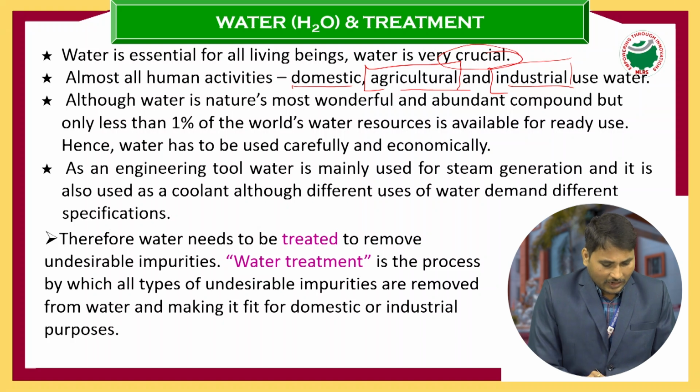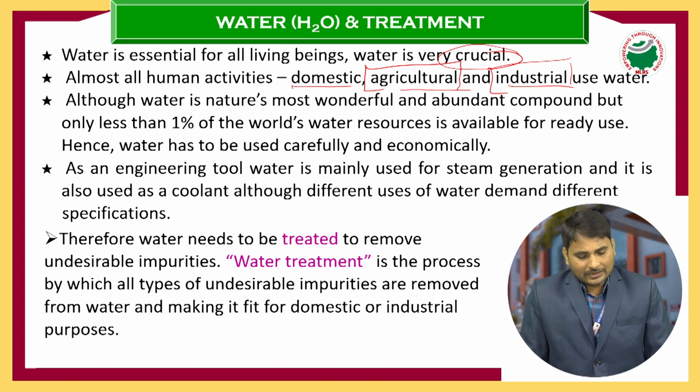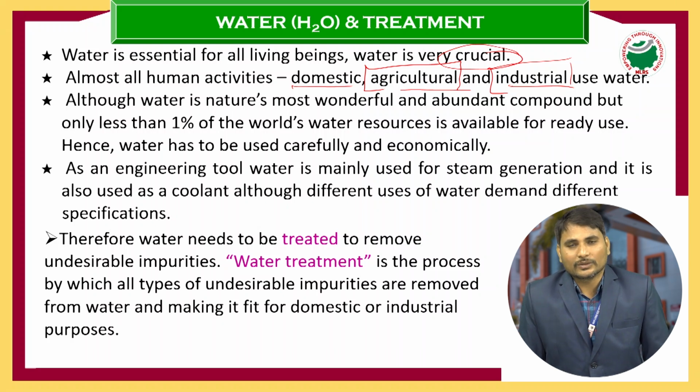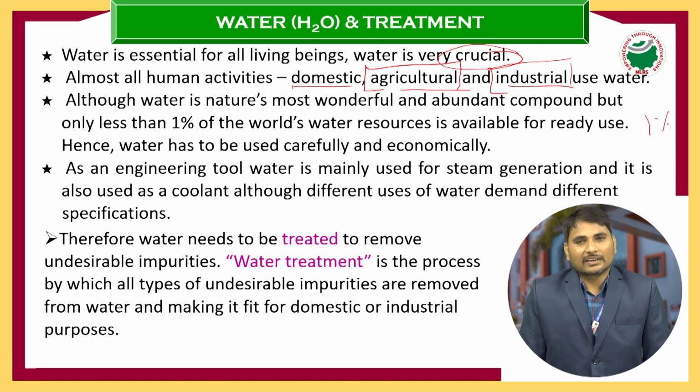You all know that on this earth, less than 1% of water is available as drinking water. Although water is nature's most wonderful and abundant component, only less than 1% of the world's water resources is available for ready use. Means out of 100%, only 1% of the water is readily available as drinking water. The remaining 99% of water we consider non-consumable water, that is, what we call hard water.